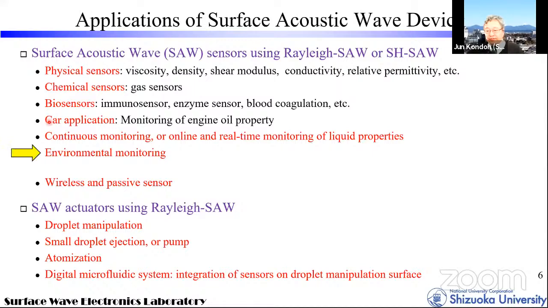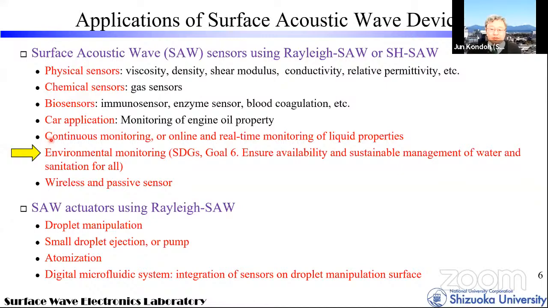In these applications, environmental monitoring is very important. For example, as you will know, in the SDGs, goal 6 relates to safe drinking water. Using our sensor, it is possible to detect the water quality. Later, I will briefly introduce the result of the water measurement. Also, this application is important: a nonlinear acoustic application, that is an actuator application. I will also introduce this application.